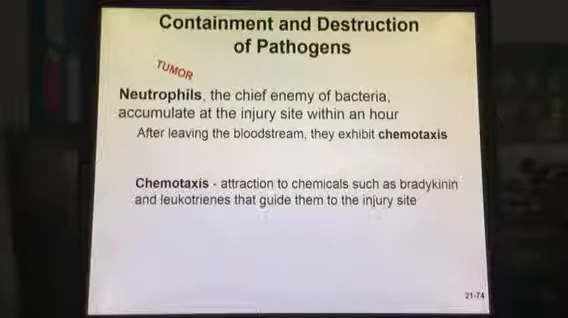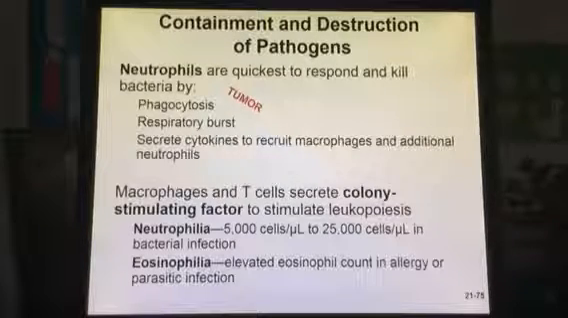Those neutrophils are basically the main enemy of the bacteria. They are going to arrive and accumulate at the injury site within an hour. After leaving the bloodstream, they basically have a little mission to arrive at the injury site, and they have the help of chemotaxis, which is the attraction to chemicals to guide them to the injury site. So they kind of have someone leading them there, if you want to think about it that way. And they are the quickest to respond, those neutrophils, and they get there and they kill the bacteria by phagocytosis. Now that's a type of endocytosis where the neutrophil is basically able to just engulf the bacteria and digest it, break it apart.